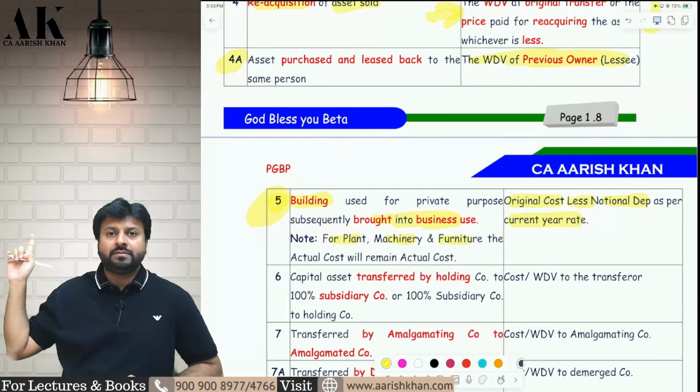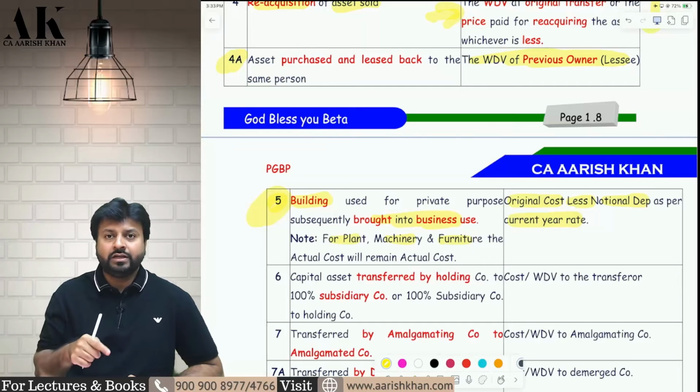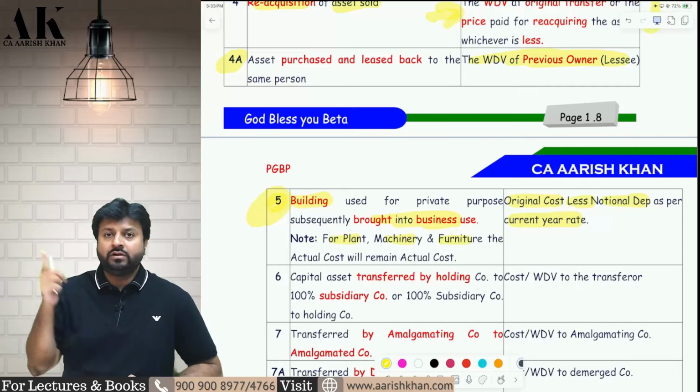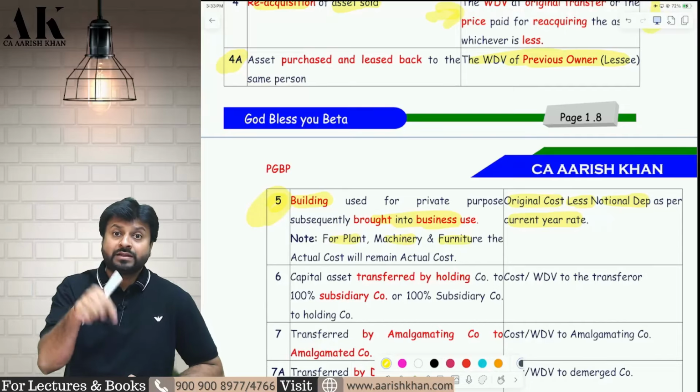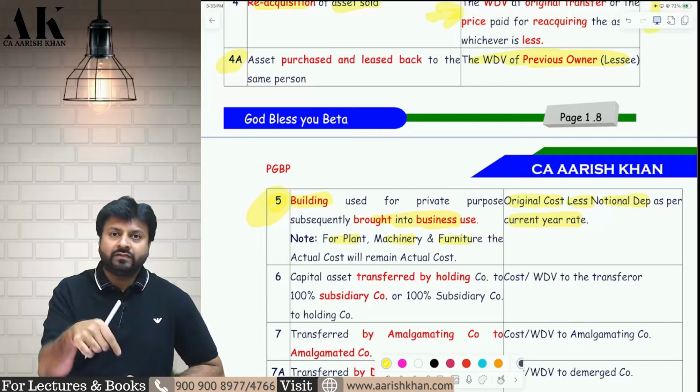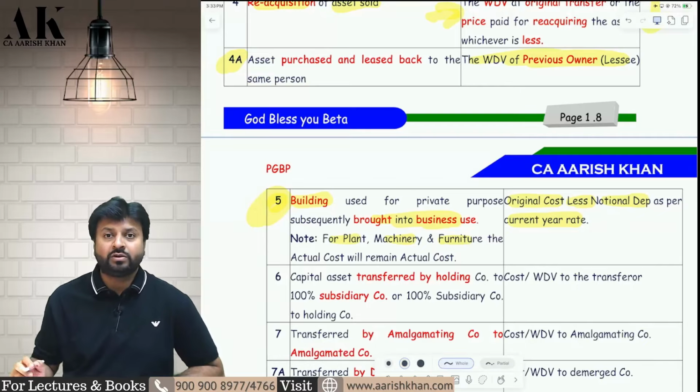So suppose you have purchased the building in 2015 and you are converting into business asset in 2024-25. So you will reduce from 2015 to 2023-24 as per the rate of 24-25. The rate of depreciation will be of the current year. I hope it is clear to all of you.